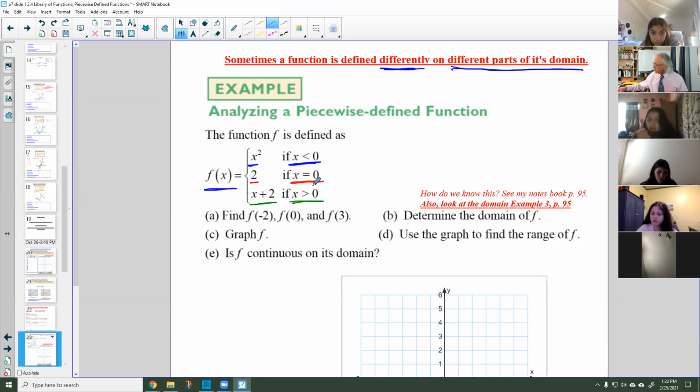Marissa, you're going to help me with this, okay? Where'd you go? There you are. I see you now. Okay, Marissa. So the first thing I want is I want to know what is f of -2. So Marissa, I want to first find out, well, is -2 in this piece, in that piece, or in that piece? So which piece is -2 in? Is it in the top one, the middle one, or the bottom one?